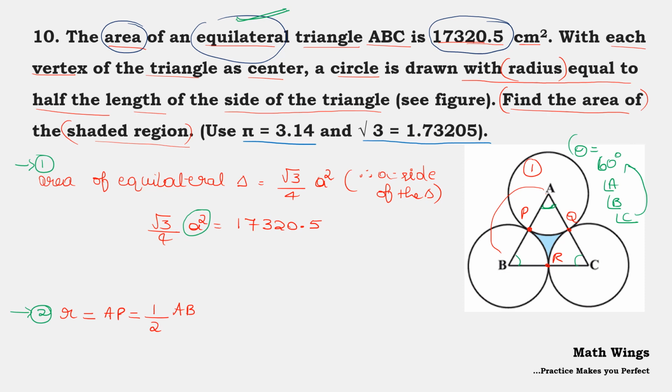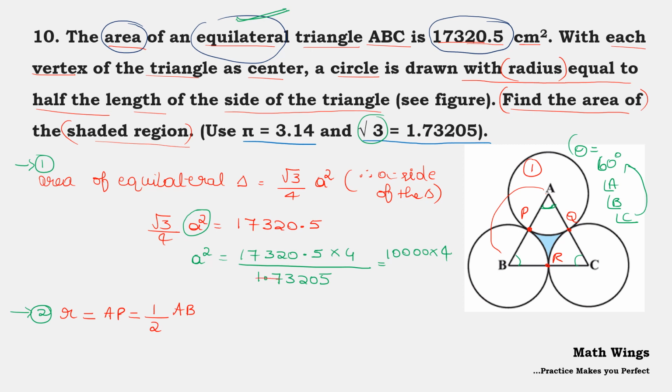Now, let us just continue with the area of the equilateral triangle. So, how can we find a square? We can write a square is equal to 17,320.5 into 4 divided by root 3. What is the root 3 value given here? Root 3 value given is 1.73205. Now, when we simplify this, we'll get it as 10,000 into 4. Hope you understood what I have done.